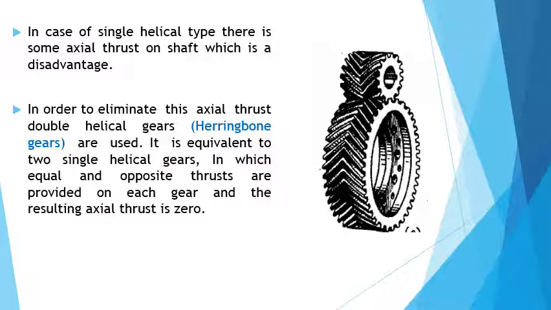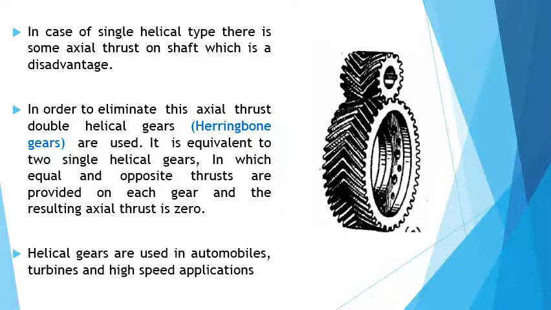As shown in the figure, it is equivalent to two single helical gears in which equal and opposite thrusts are provided on each gear, and the resulting axial thrust will be 0. So that is the advantage of herringbone gears. But the cost of this gear will be high. In general, helical gears are used in automobiles, turbines, and other high-speed applications.